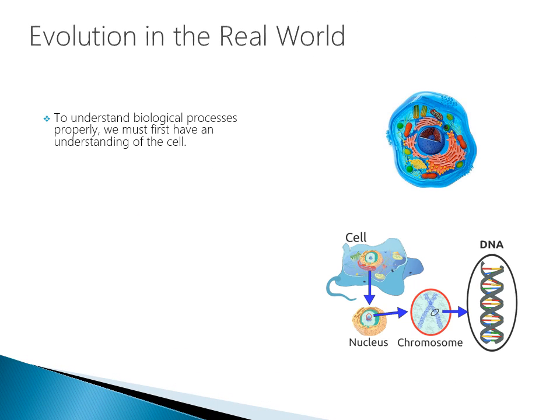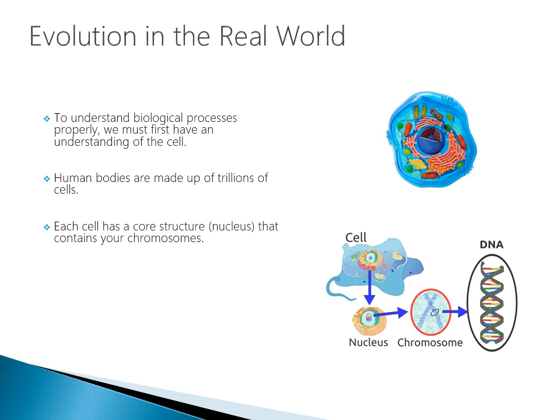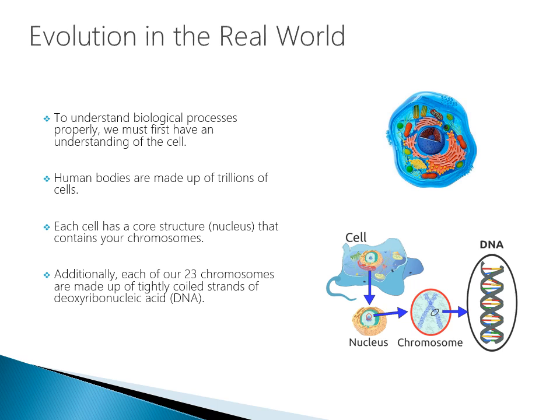Before we get into the fun stuff, I think it's important that we have an understanding of evolution in the real world. And in order to understand biological processes properly, we must first have an understanding of the cell. Human bodies are made up of trillions of cells. Each cell has a core structure, a nucleus, that contains our chromosomes. Additionally, each of our 23 chromosomes is made up of tightly coiled strands of deoxyribonucleic acid, or DNA.